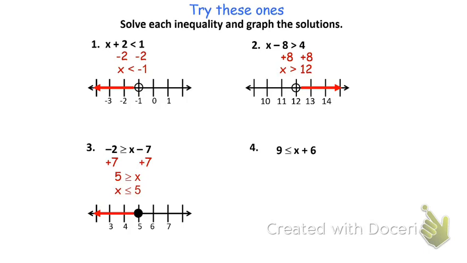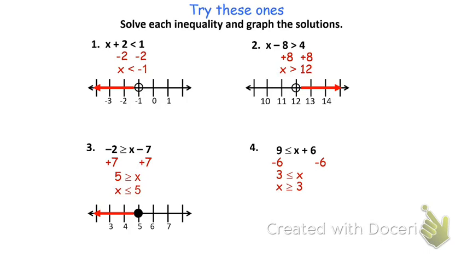For number 4, here we've got 9 is less than or equal to x plus 6. On the side with x, we're adding 6. The inverse of adding 6 would be to subtract 6, so we'll do that from both sides. 9 minus 6 is 3, and we get 3 is less than or equal to x. X is greater than or equal to 3, so when we write it, we need to show that. X is greater than or equal to 3.